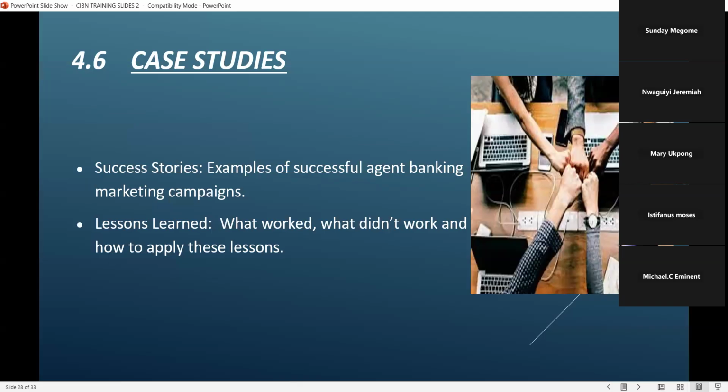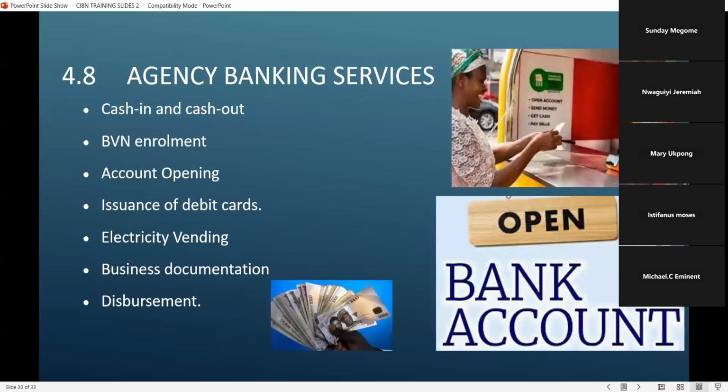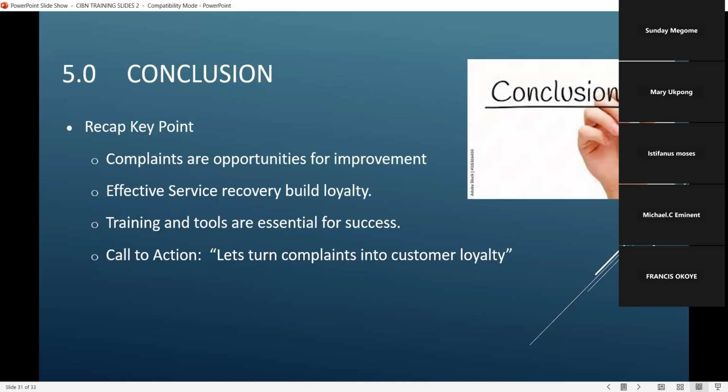Agency banking services, we all know this: cash in, cash out, BVN, account opening, issuance of debit cards, vending in the electricity sector. Agents are there. Business documentation, CAC, SCUML, PENCOM, and all those things. Disbursement, agents also are involved. And conclusion: let's have a recap of what we have done so far.